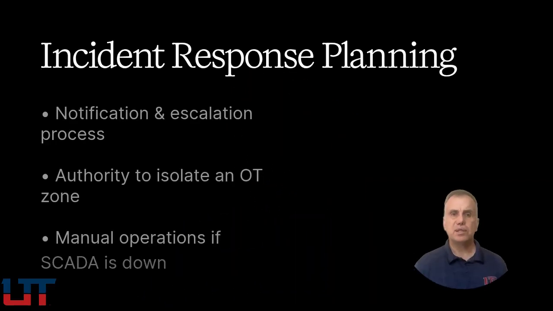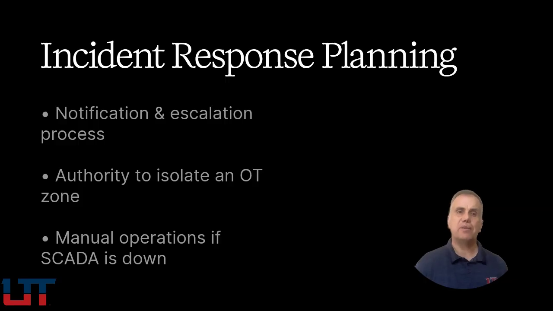After you've worked through these items, the next level is incident response planning. Having a documented plan for what you do when something does go wrong. What's the notification process? Who has the authority to isolate a zone? What are the manual operation procedures if SCADA becomes unavailable? Incident response planning is beyond the scope of this course, but it's the natural next step after the controls on this checklist are in place.